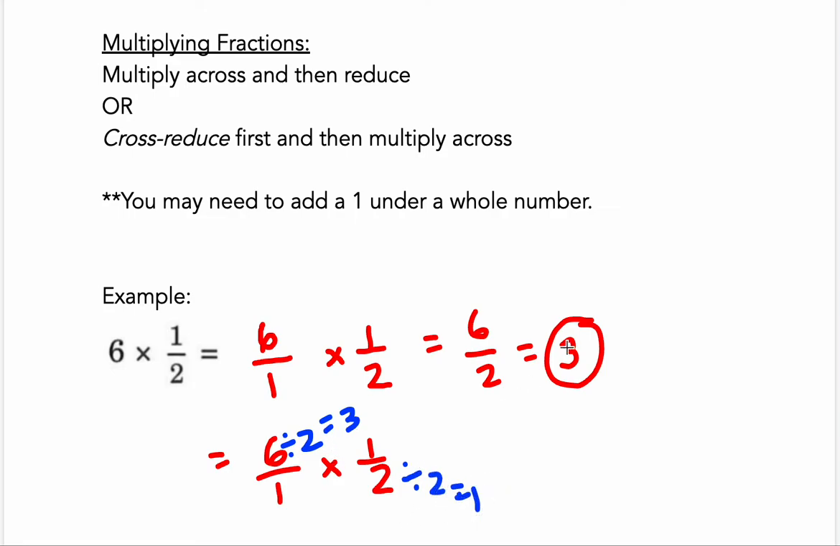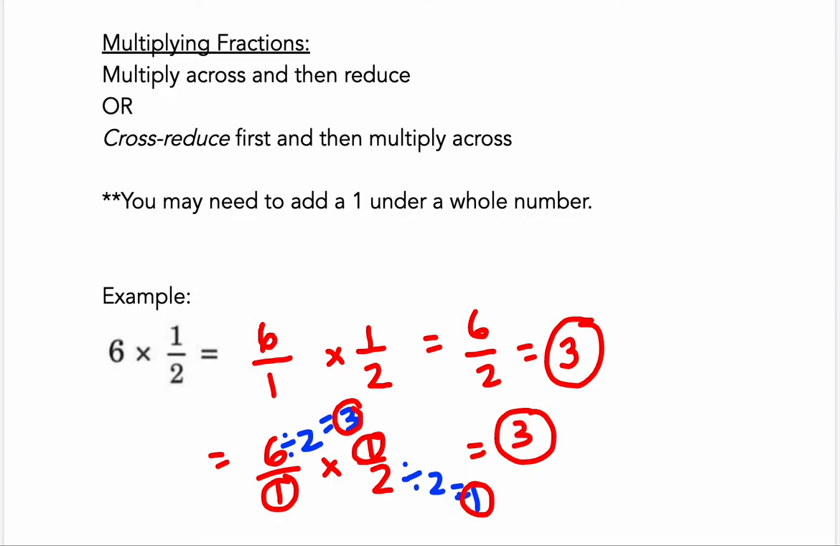And then I multiply across. So again, now my top numbers become 3 and 1, and my bottom numbers are 1 and 1. So multiplying across, 3 times 1 is 3, and 1 times 1 is 1. We don't really need to write the 1 on the bottom, so it's a whole number 3.